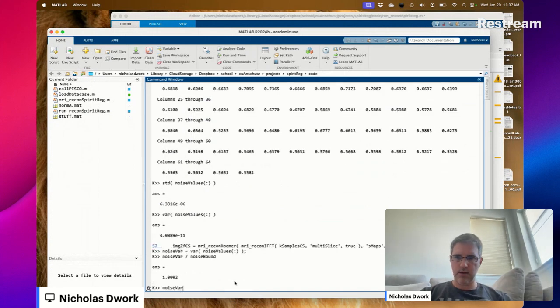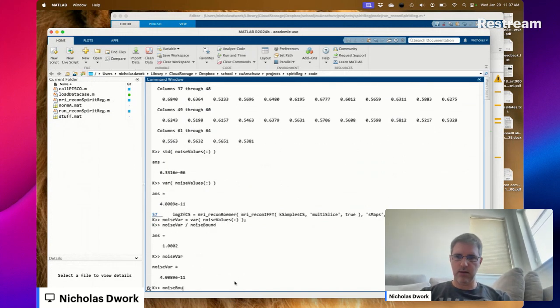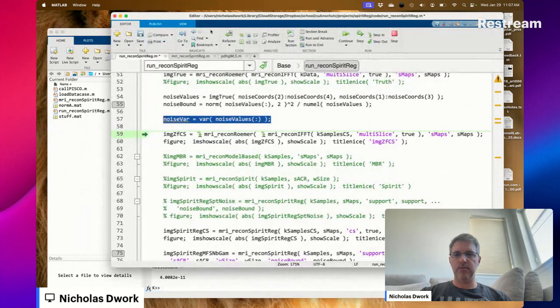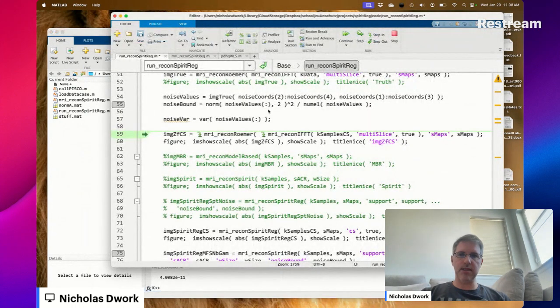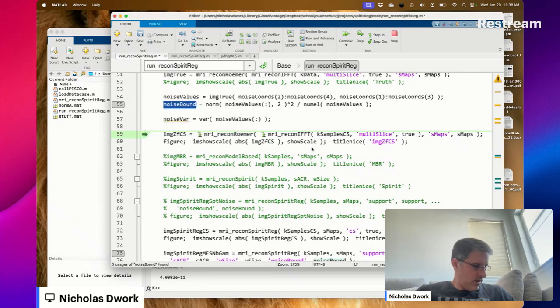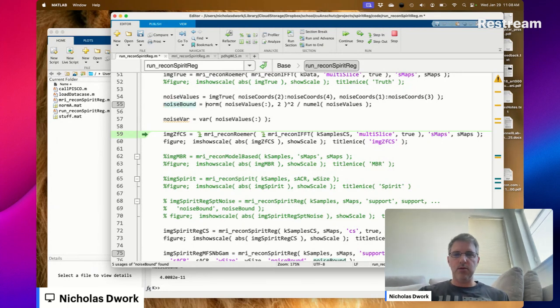What? I see. Nope, they're about the same. This is what I expected. I thought we were estimating. I thought that this was an estimate for the noise variance.